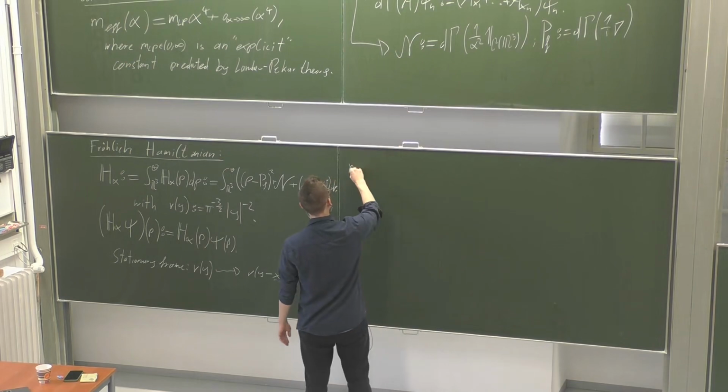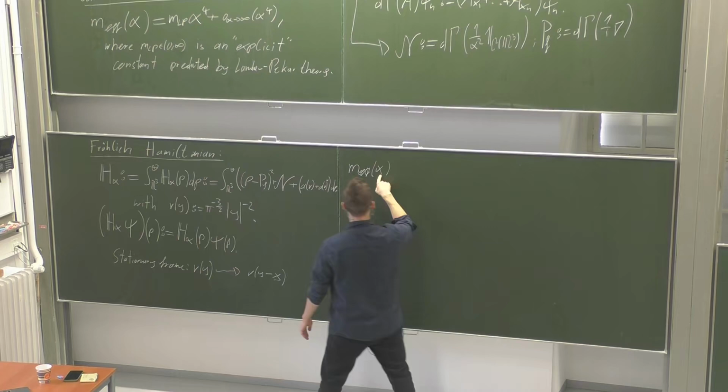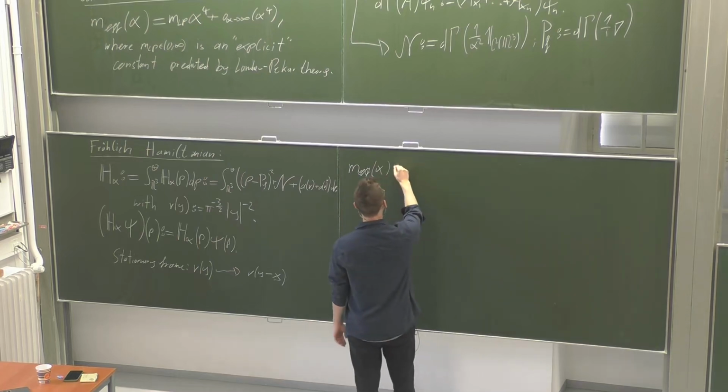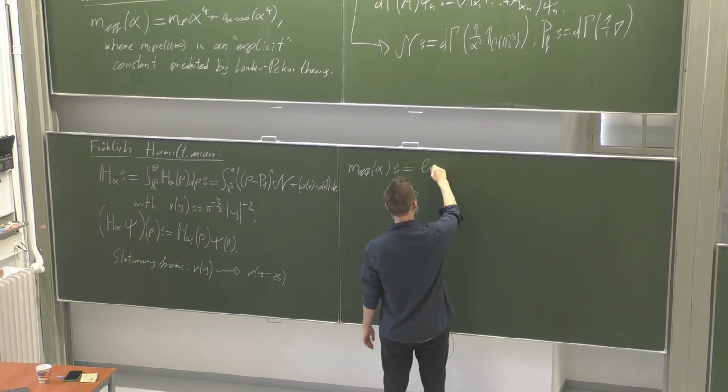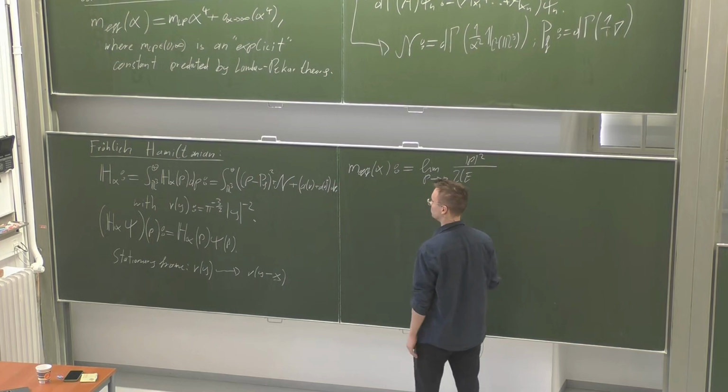So we can define the effective mass of our polaron at some alpha. Okay, again, one of the rare occasions where I indicate an alpha dependence. And we define it as the limit of p going to 0. And what do you take? You take p squared, you divide by 2 times... I was too quick.